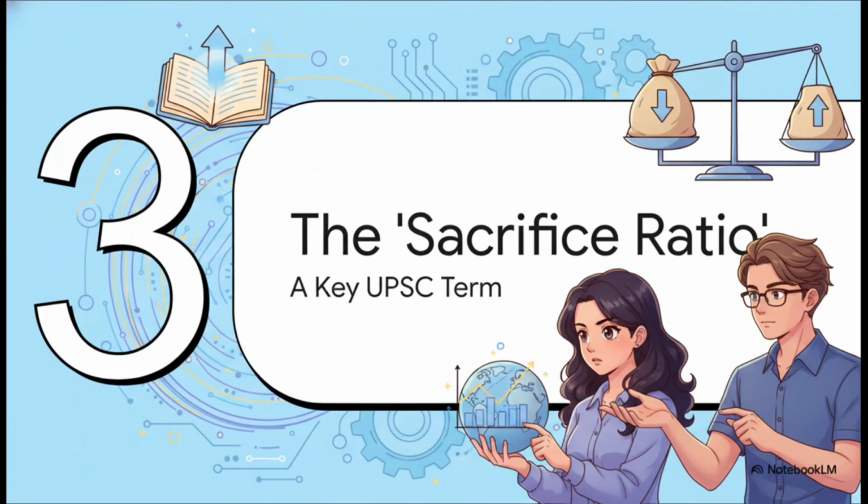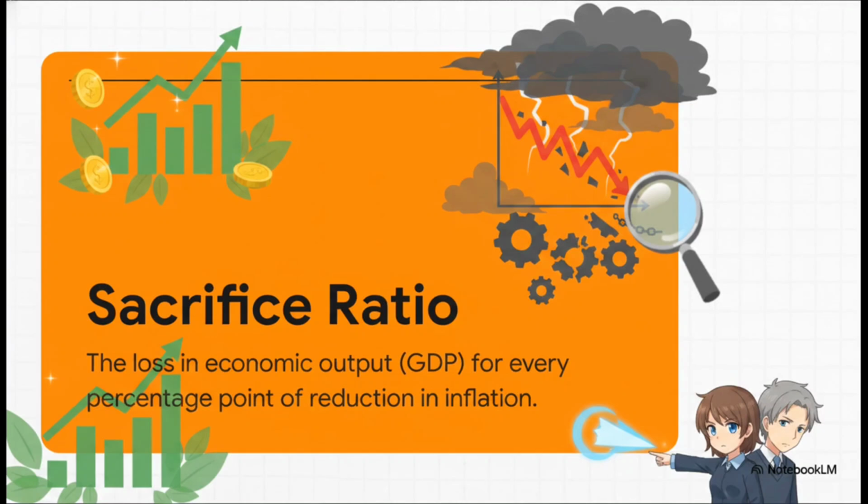This is one you should definitely write down. It's called the sacrifice ratio. So what is it? Put simply, the sacrifice ratio measures how much GDP you lose for every 1% that you bring inflation down. So if we apply this to our examples, the US achieved a near-zero sacrifice ratio. They got inflation down without really losing any output. The UK, however, had a much, much higher sacrifice ratio, and the cost was paid in the form of a recession.